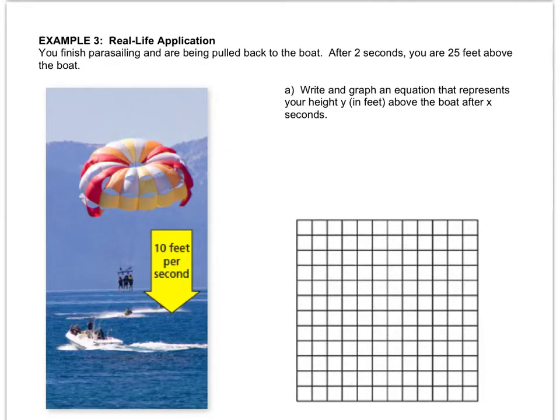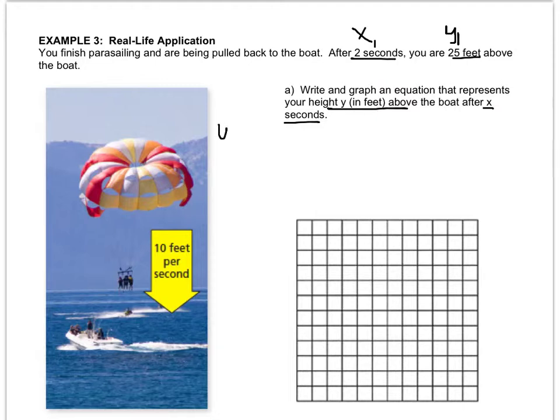Last one together. You finish parasailing and are being pulled back to the boat. After 2 seconds, you are 10 feet above the boat. A. Write and graph an equation that represents your height, y, in feet above the boat after x seconds. So, x represents seconds and y represents feet. So this represents x1, and this represents y1.